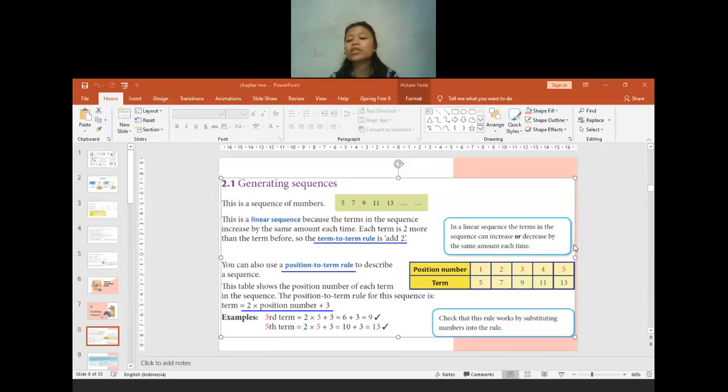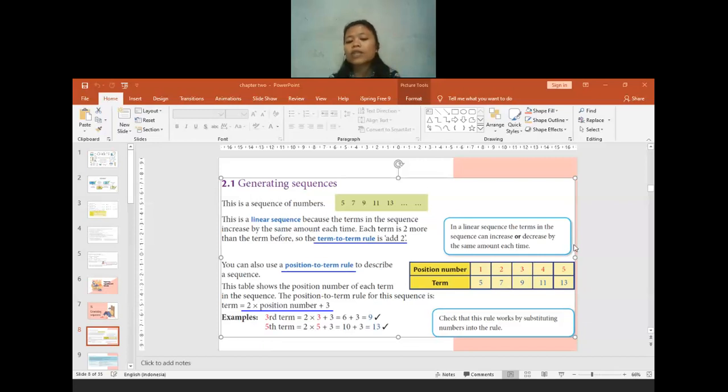And now the position to term rule is like a formula given. So I can find any number, maybe I can directly guess the number without counting one by one. Later I will tell you how to get a position to term rule. Maybe it will be in exercise 2.1 or 2.2 for the position to term rule.